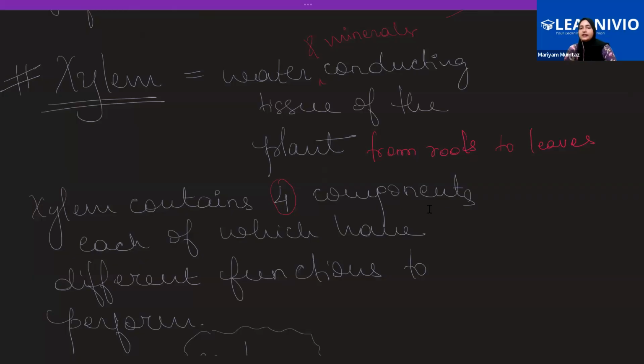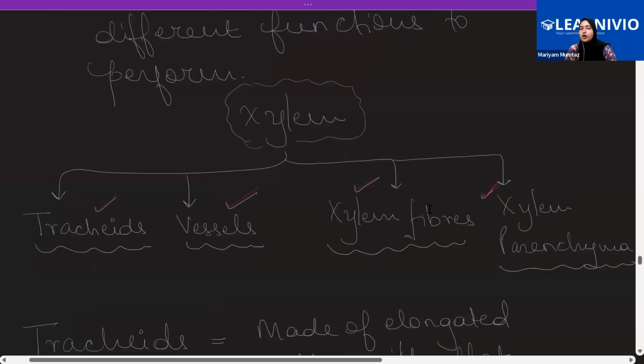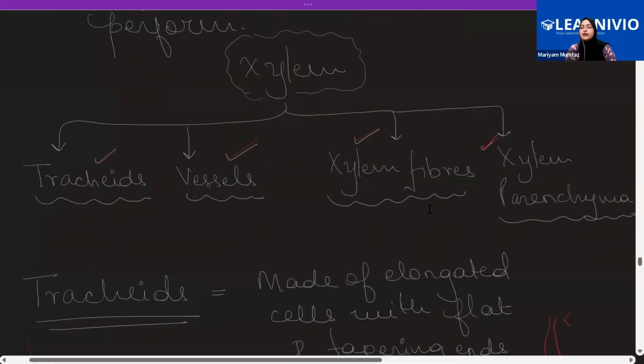From the roots to the leaves, because in the roots only the water gets absorbed. Now the xylem contains 4 components, each of which has different functions to perform, but they all function together. The 4 components that the xylem has are tracheids, vessels, xylem fibers, and xylem parenchyma. These are the 4 components present in the xylem. Now we have to discuss each of these components.